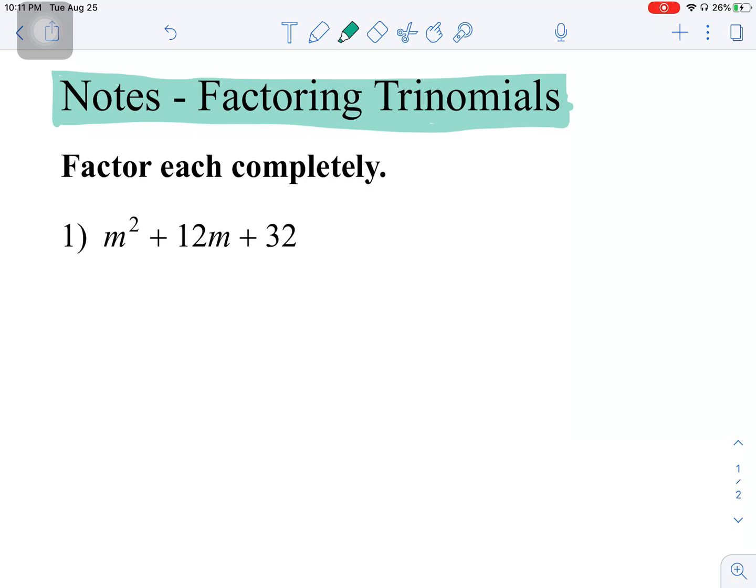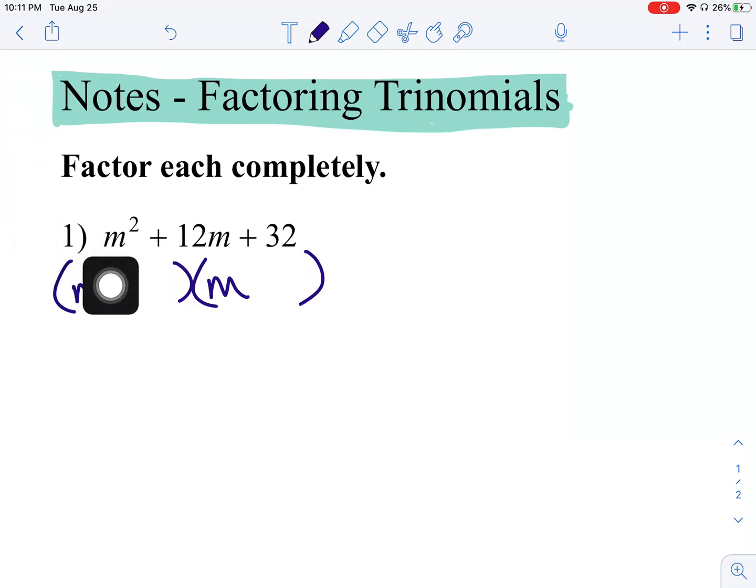So to factor means I want to rewrite this problem as a multiplication problem. You may have done binomial multiplication prior to this. This is basically undoing that. So we're going to turn this back into binomial multiplication. I'm going to draw myself two sets of parentheses. This leading term here, this m squared, I'm going to split. So m in the first parentheses, m in the second parentheses.